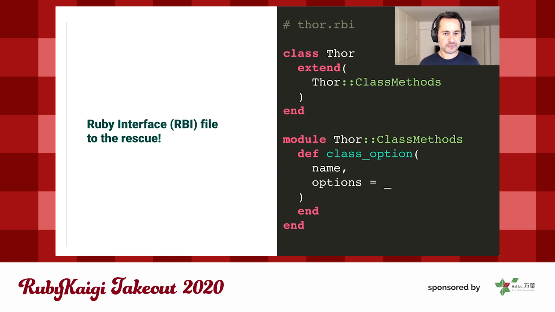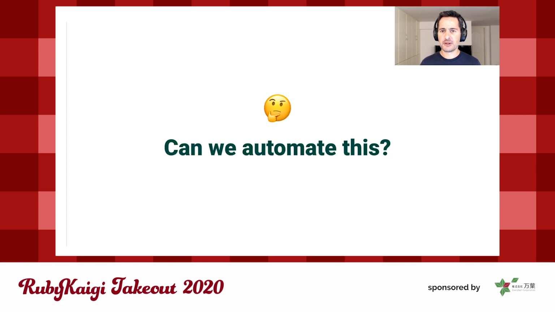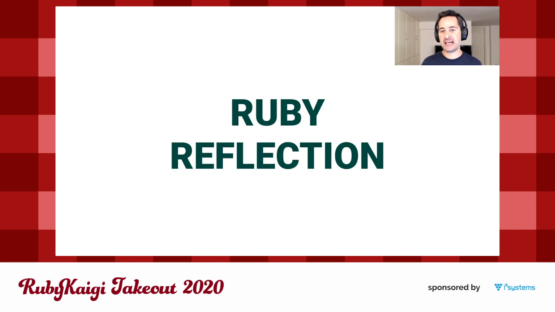But this is super hard to do for all the gems that we have a dependency on, let alone to keep those maintained. In our monolith, in our code base, we have a dependency on more than 400 gems, and it would be a nightmare to keep those all updated. So can we automate this? And the answer is yes, you can using Ruby Reflection, so that's what I'll be talking about today.